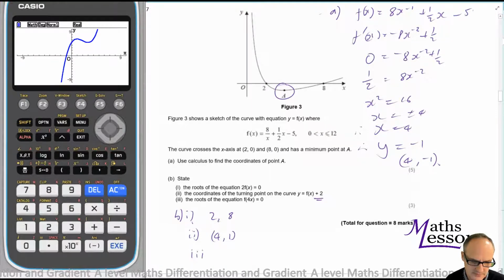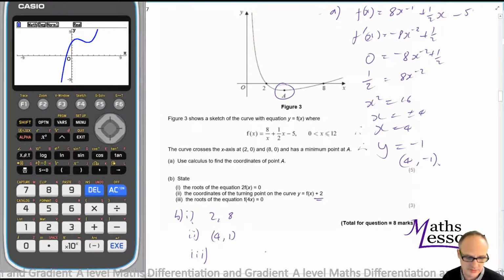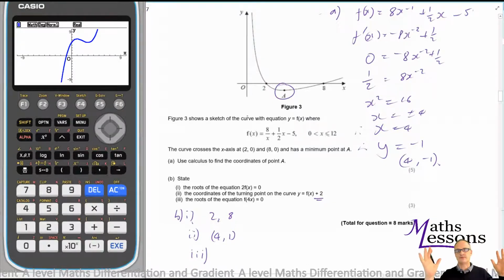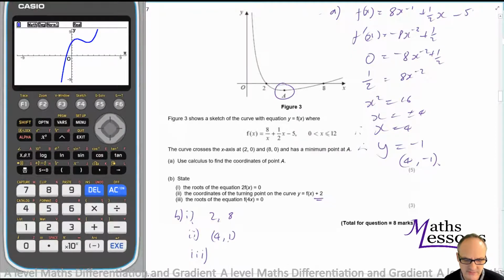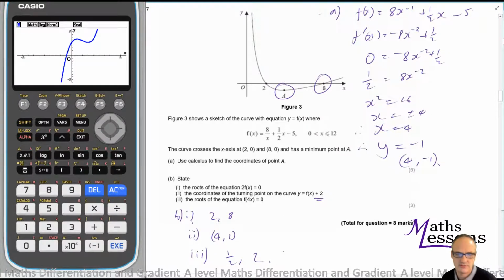Part 3, and because it just says state, we don't have to say the reasons, which I'm giving you to help you with this question. The roots of the equation f of 4x equals 0. So if the 4 goes inside the function, then the movement's going to be parallel to the x-axis and the opposite of what you expect. Now you expect this to stretch out, and it's not. It's going to squash it all up. So therefore, it's going to stretch scale factor a quarter. So this is going to be a quarter of 2, which is going to be a half, and this one's going to be a quarter of 8, which is 2. So those will be our roots for that one.